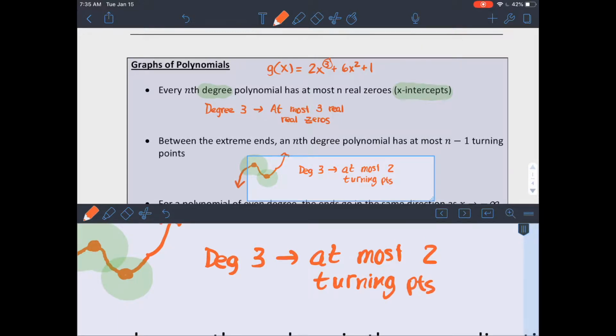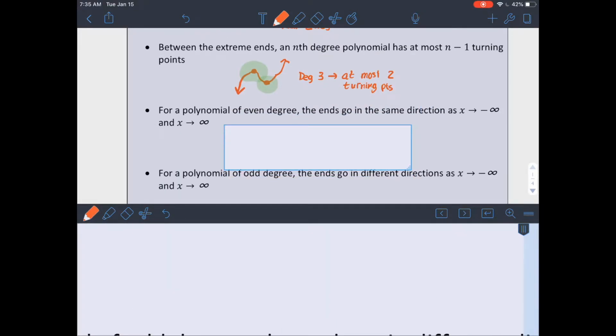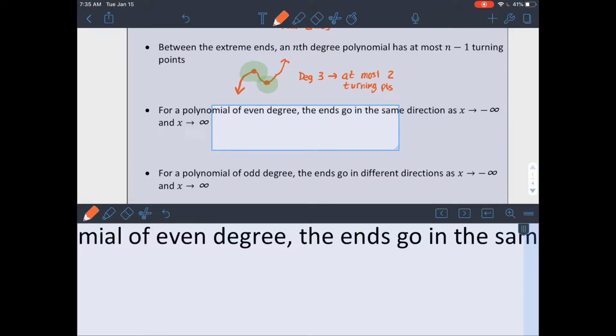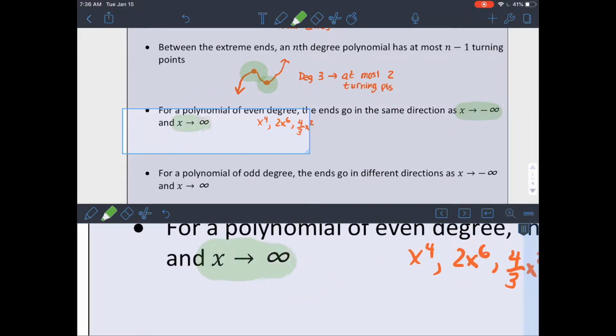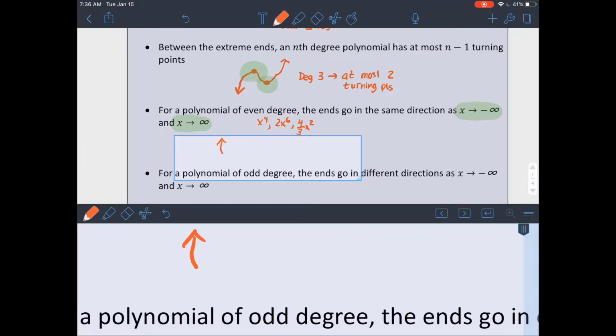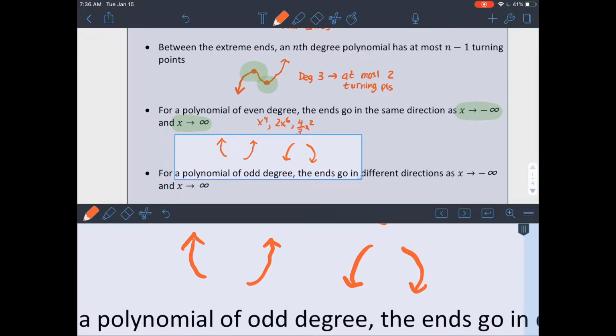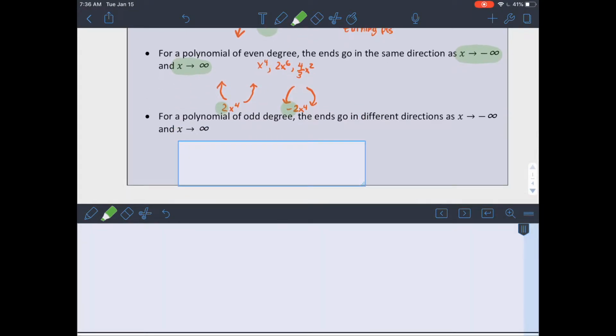And like I said a second ago, your end behavior is related to your degree. So if your polynomial is even degree, like x to the 4th, 2x to the 6th, something where your highest degree term has an even exponent, your ends are going to go the same direction. So as x approaches negative infinity, the left side of your graph, and as x approaches positive infinity on the right side, both of your ends are going to have the same behavior, either both up or both down. It's related to your leading coefficient, whether they both point up or both point down. Positive leading coefficient, they're both going to point up. Negative leading coefficient, they're both going to point down.